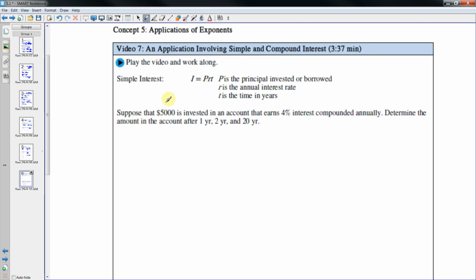So your 5,000 is the principal, which is always the money you invest, or the money you put in. So that'd be 5,000. You have 4% interest, so you need to have that as a decimal. Anytime we work problems with percents, we need to change them to a decimal. Determine the amount in the account after 1 year, 2 years, and 20 years. So interest after 1 year, my T would be, this is T each time. So this is really 3 different problems.